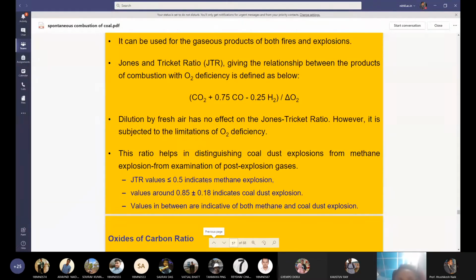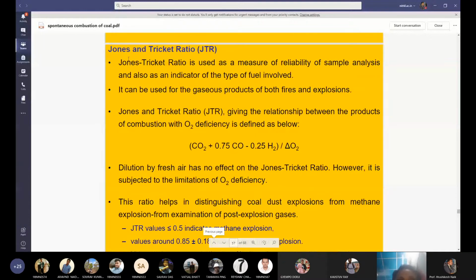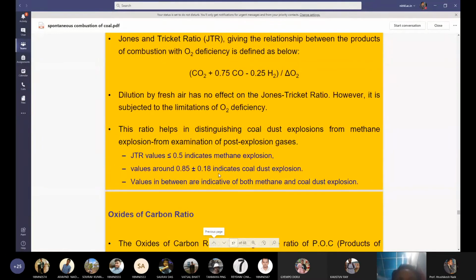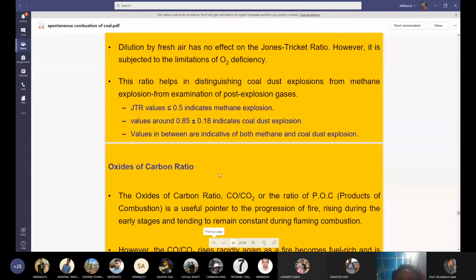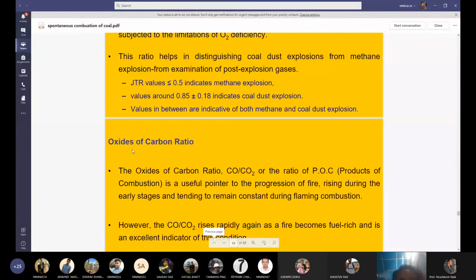So what type of explosion, whether it is a methane explosion or a coal dust explosion, can be known from this JTR, Jones and Trickett ratio. These are some of these ratios.